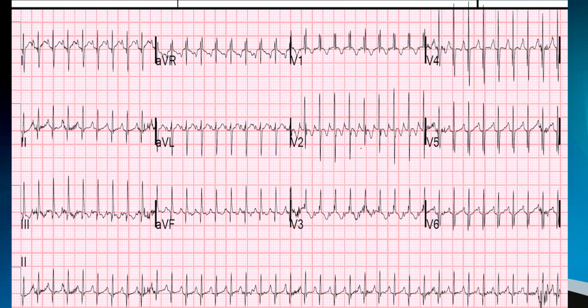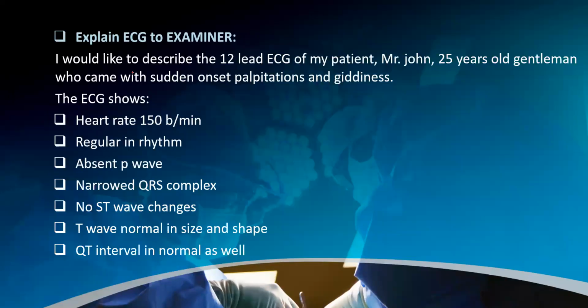Now, let's say that one of the tasks in here is to explain this ECG to the examiner. So how can we do that? When we explain an ECG to the examiner, we follow a format. Let me show it to you. We always say, dear examiner, I would like to describe the 12-lead ECG of my patient, Mr. John, a 25-year-old patient coming with sudden onset palpitation and lightheadedness for the last 2 hours.